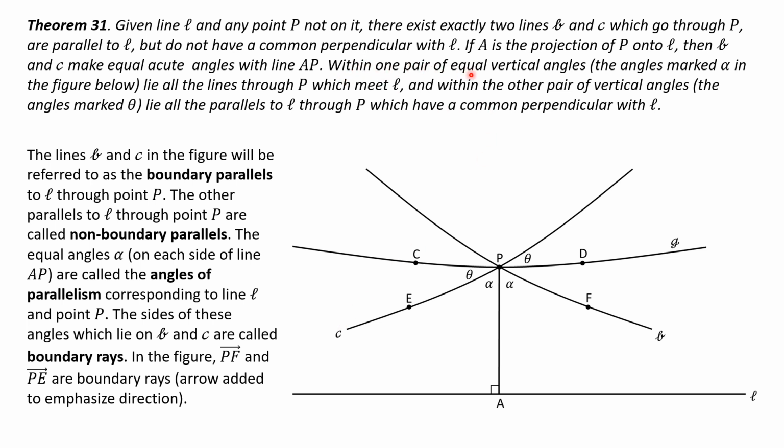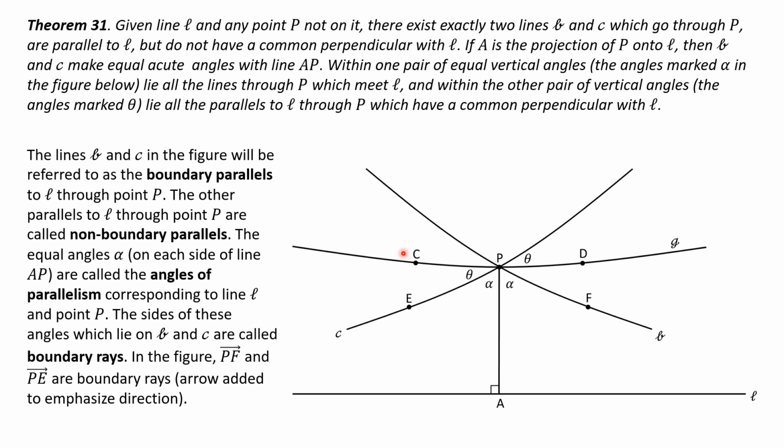Within one pair of equal vertical angles, the angles marked as alpha in the figure, lie all the lines through P which meet L, and within the other pair of vertical angles, these theta, lie all the parallels to L through P which have a common perpendicular.